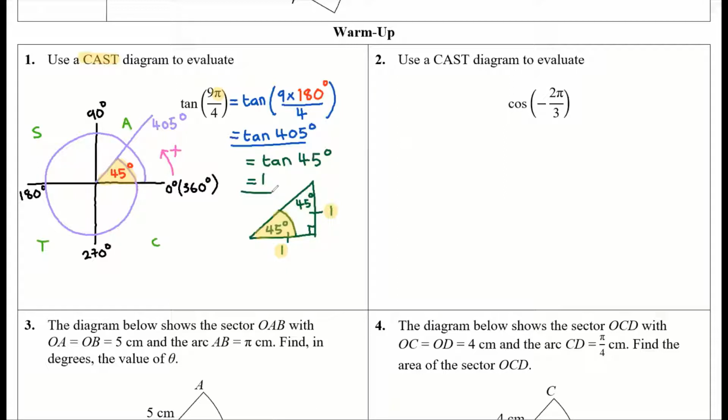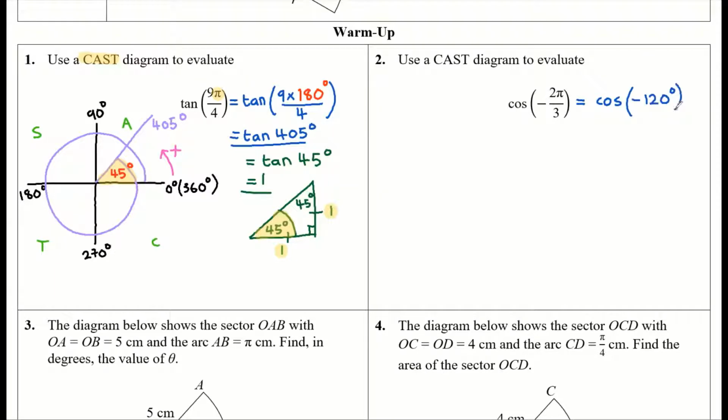Moving on to question 2, we have the same idea. So we're going to find the cosine of negative 2 pi over 3. So first of all, convert this into degrees. Now I'll do this a little bit quicker. I'll assume you've done that. Okay, if we convert that into degrees, you're going to get negative 120 degrees here.